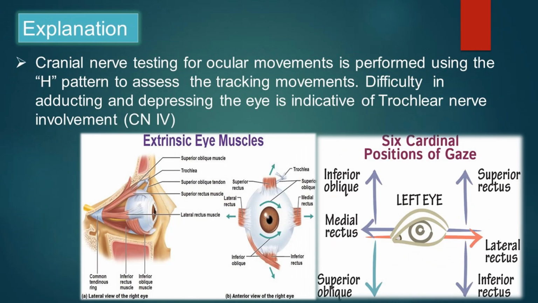Here we have the explanation. Cranial nerve testing for ocular movement is performed using the H pattern to assess tracking movements. So difficulty in adducting and depressing the eye is indicative of trochlear nerve involvement.